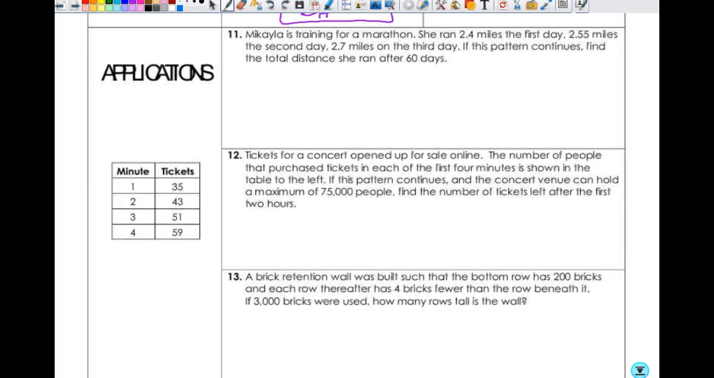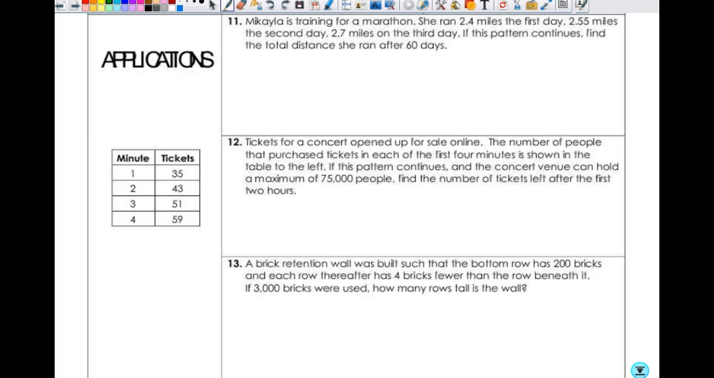So let's look at these application problems. So Michaela is training for a marathon. She ran 2.4 miles the first day, 2.55 miles the second day, 2.7 miles the third day. If this pattern continues, find the total distance she ran after 60 days. All right, so what is n?